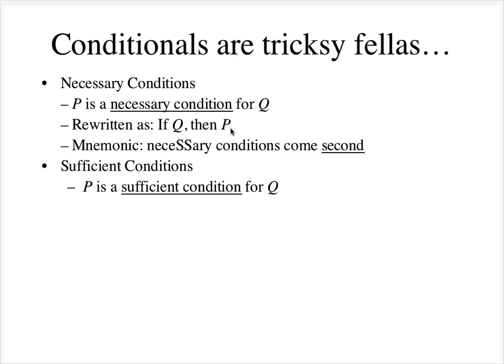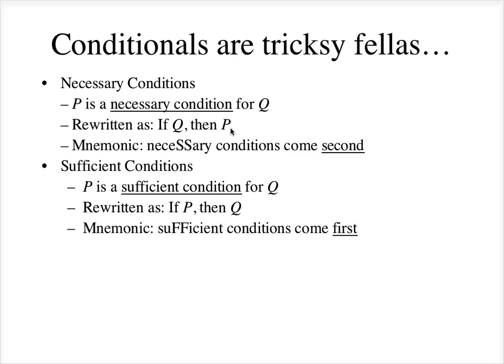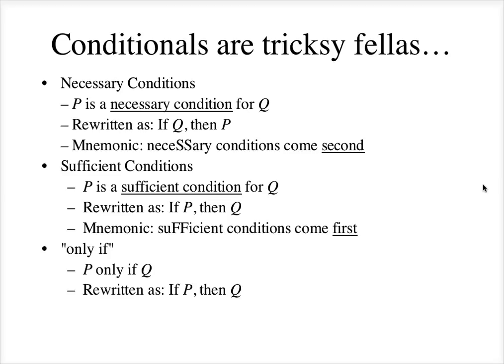Then we have sufficient conditions. If P is a sufficient condition for Q, then we can say if P, then Q. And we can remember this by remembering that sufficient conditions come first. So P is a sufficient condition for Q, so it becomes the antecedent. Then there is the phrase only if. If we see the statement P only if Q, this gets rewritten as if P, then Q.